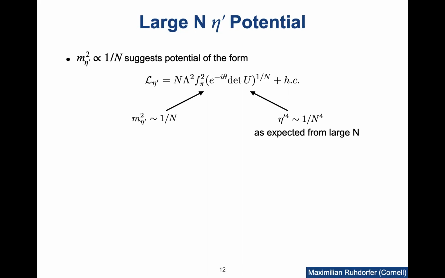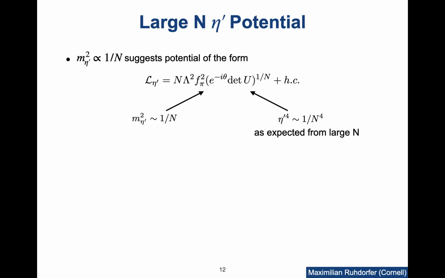But is this the unique modification? It's not unique because in principle this gives a relation between the terms of different orders. So eta squared, eta to the 4, and so on. In principle, each of them could be independent. So this is more or less just one ansatz that gives you the right scaling.